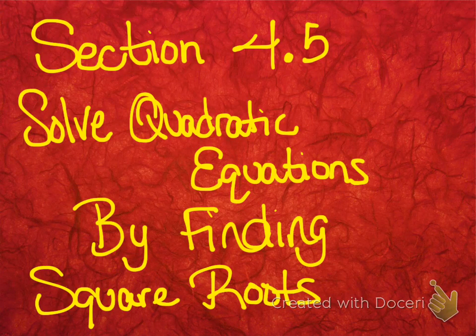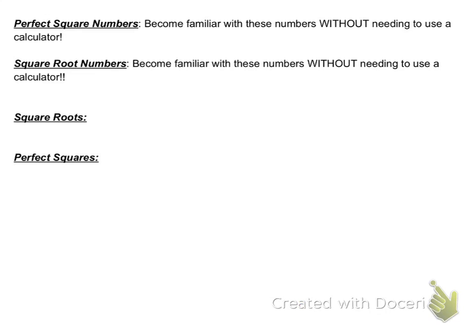Section 4.5, Solving Quadratic Equations by Finding Square Roots. So we've solved quadratic equations by factoring, and this is just another method. In order to solve quadratic equations by finding square roots, there's two kinds of numbers: perfect square numbers and their corresponding square root numbers. You should become familiar with at least the first 15 of each of these pairings. It's going to make doing this section and your future math much easier.